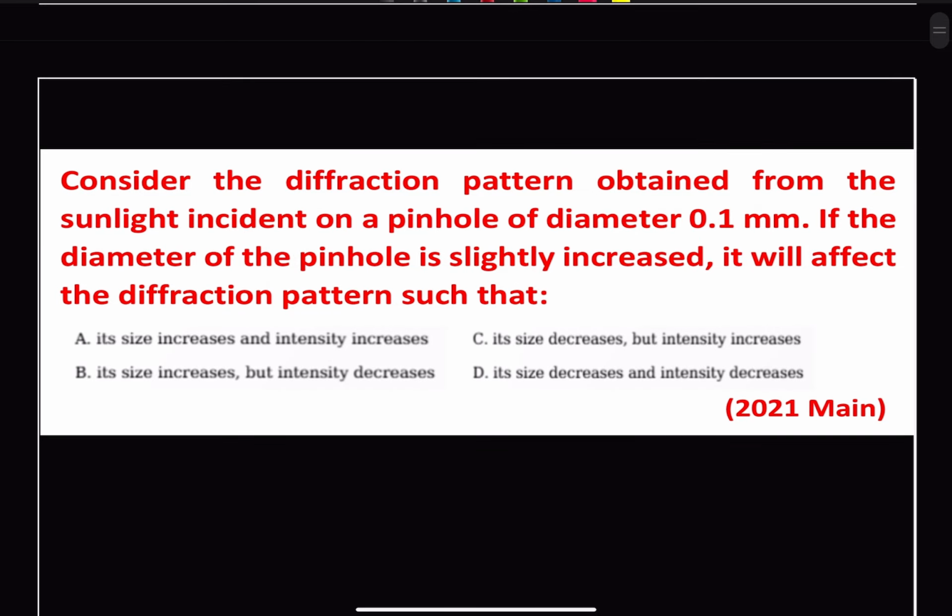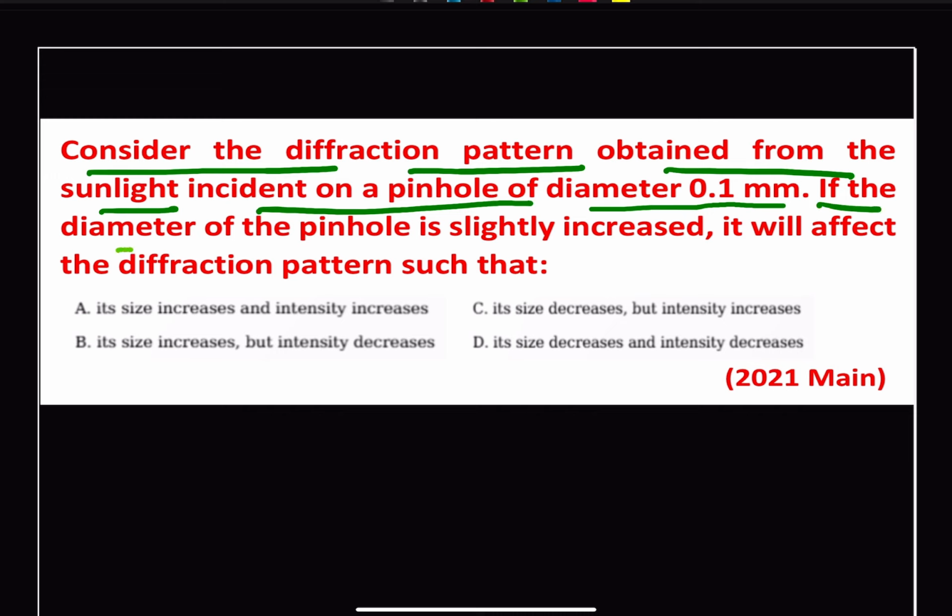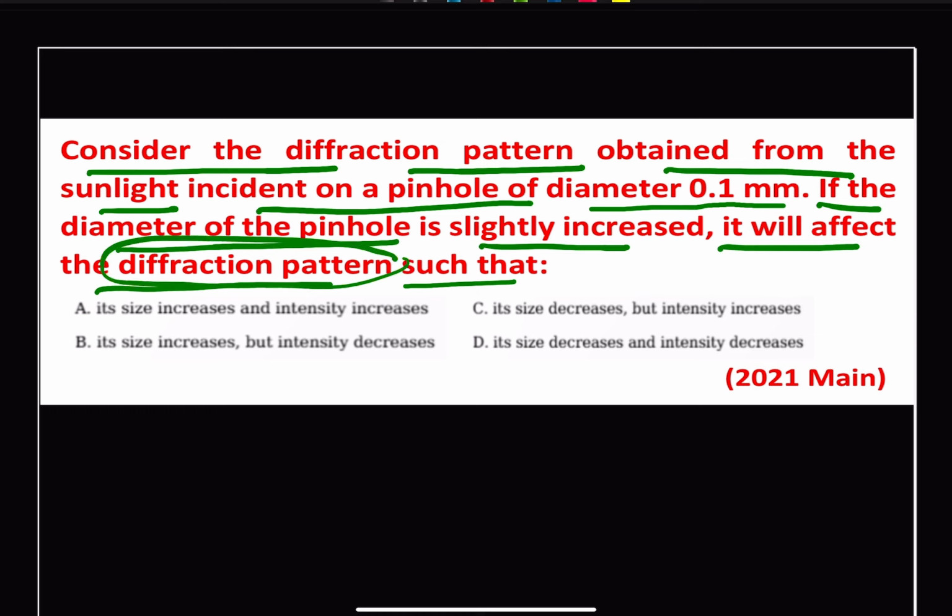First question, and it states that consider the diffraction pattern obtained from the sunlight incident on a pinhole of diameter 0.1 millimeter. If the diameter of the pinhole is slightly increased, it will affect the diffraction pattern such that. So we have to choose how the diffraction pattern will be affected if the diameter of the pinhole is increased slightly by a fraction of the amount.